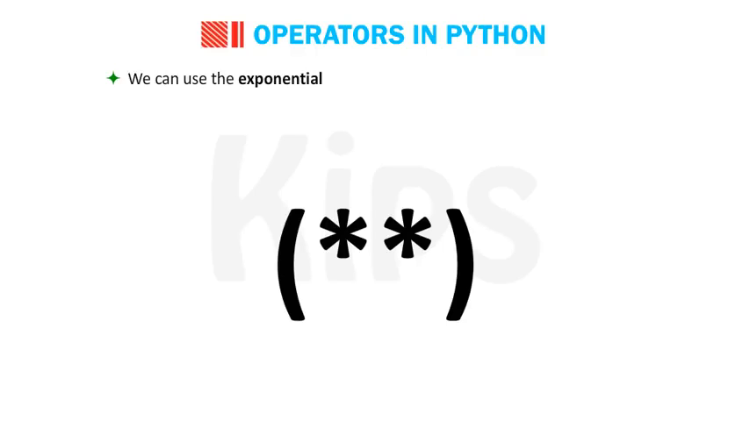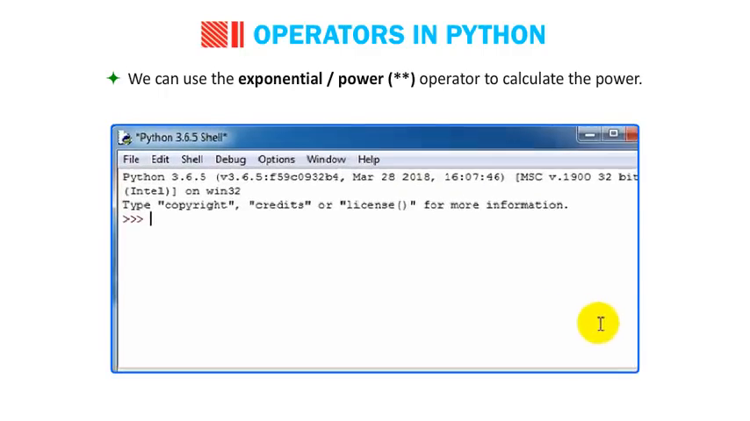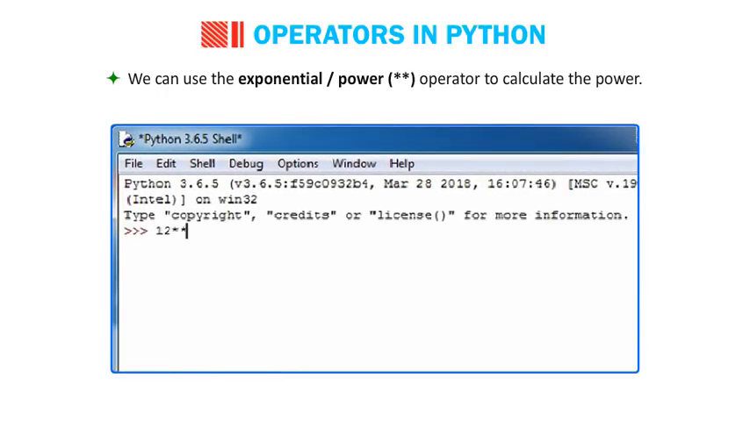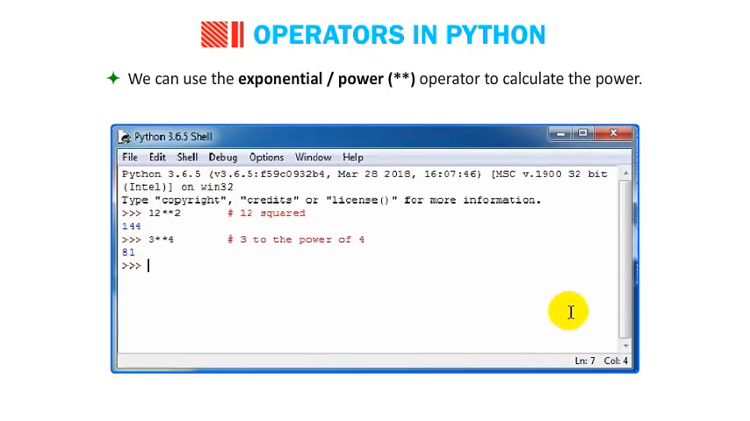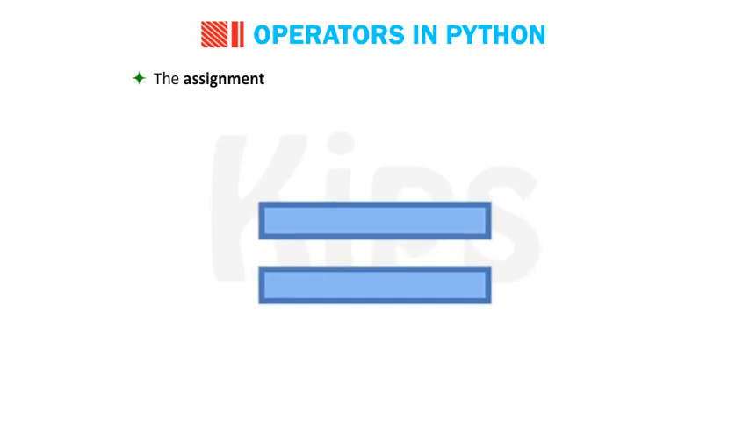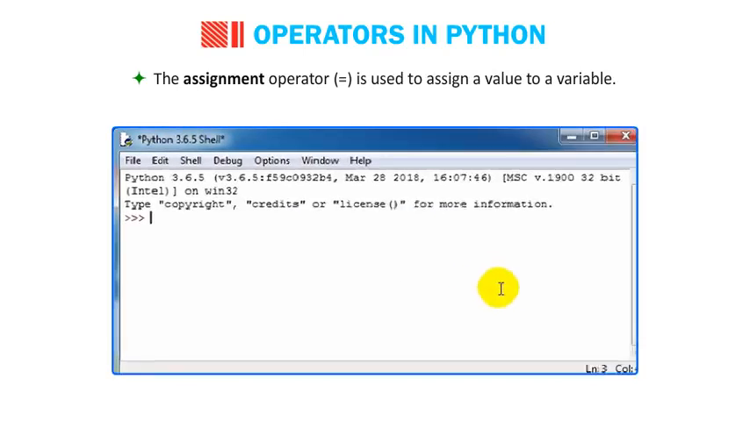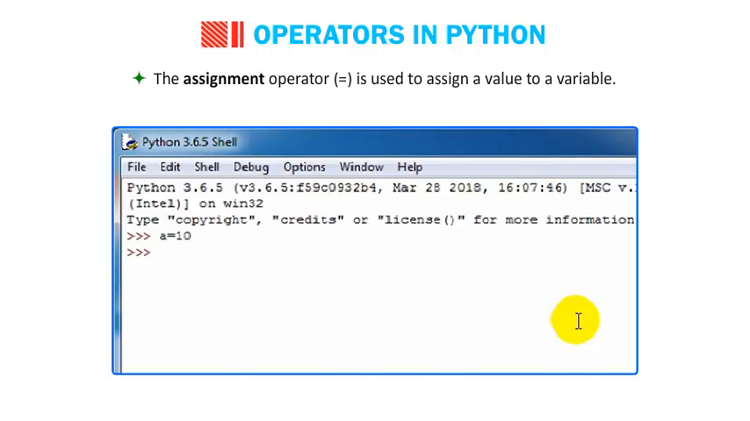We can use the exponential or power operator to calculate the power. 12**2. 12 squared is 144. 3**4. 3 to the power 4 is 81. The assignment operator equal to is used to assign a value to a variable. a = 10. b = a * 10. a + b is 110.